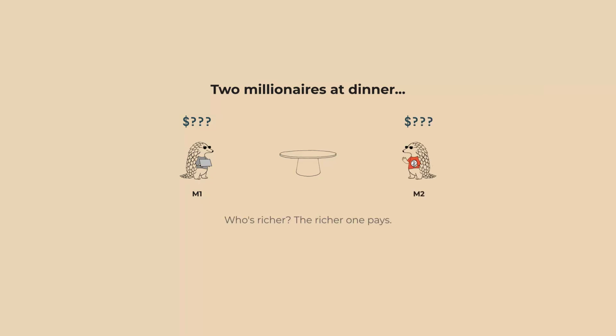Here's a classic example called Yao's millionaire's problem. Two millionaires are sitting at dinner. They want the richest person to pay the bill, but neither one wants to reveal how much money they actually have. They need a way to compare their wealth without exposing it.